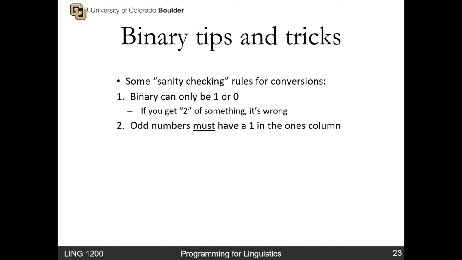Because you're going to end up subtracting 2 or 4 or 8. And if you get down to 2 and it's an even number, you're going to end up with 2. 2 minus 2 is 0. But if it's an odd number, you'll have 1 left over, and you have that 1 in the ones column. All right, so odd numbers always have a 1 in the ones column. Right? We just thought that through.